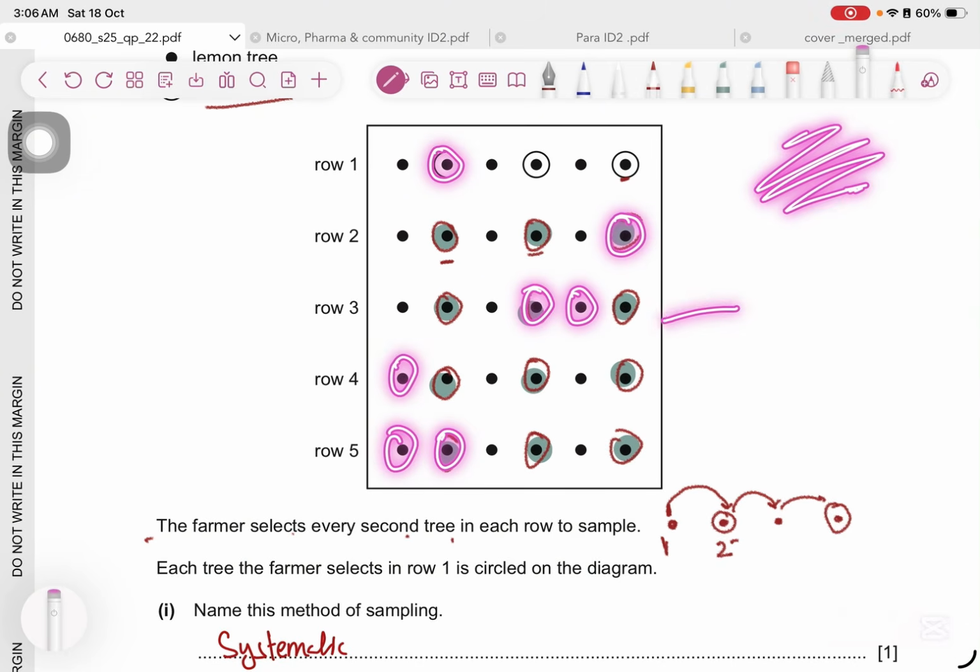Okay, this is random. Why? Because you do not see a pattern. Okay, there's no pattern in here. So this is called a random sampling. And random sampling is very good because it avoids bias. There is no bias.